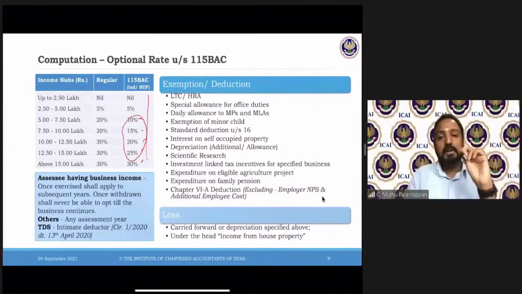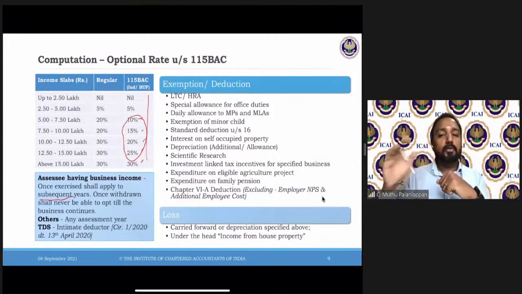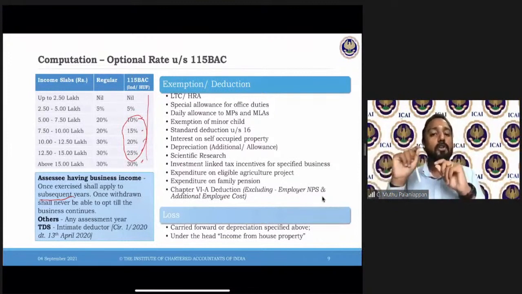One is an assessee with business income. Another is an assessee without business income. So for a person with business income, if an assessee is into business and he's opting for this new scheme, he mandatorily has to follow it for the subsequent years. So once exercised, it shall apply for subsequent years. But in case he's withdrawing, he feels that it's no more beneficial to me, and withdraws this year, then forever, in future, he cannot decide again. So it is a one-time option. You choose, you start to follow. In case you are withdrawing, you are no more eligible to choose under this particular provision.